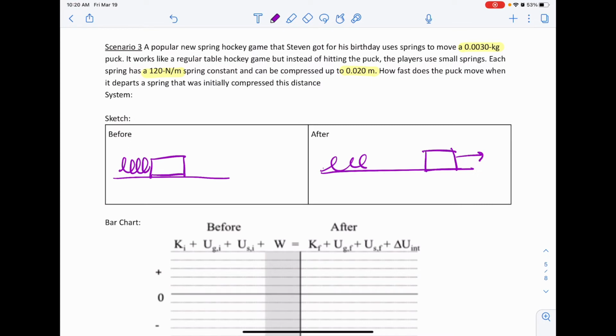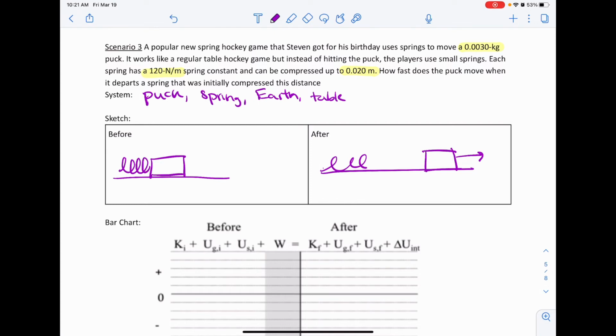Okay. So our system, we're going to include our puck. We're going to include the spring. We always include the earth. And I'm also going to include the table here just because I don't want there to be any work. So I like to include the surface most of the time unless I know that the surface is doing work and I have a force given to me.